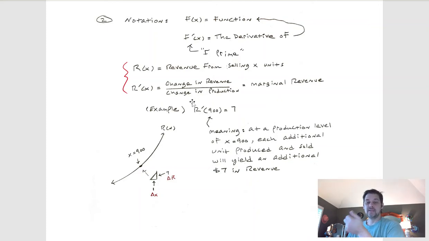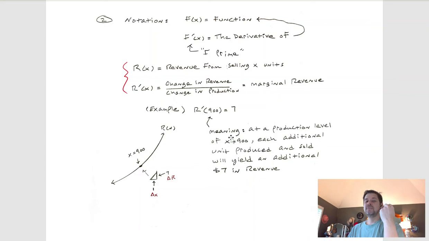All right, now let's take an example of that. If I had some revenue function, and if, say, like in my last video, I found the instantaneous rate of change, which will be the same thing as what the derivative tells us, and I found it to be 7.